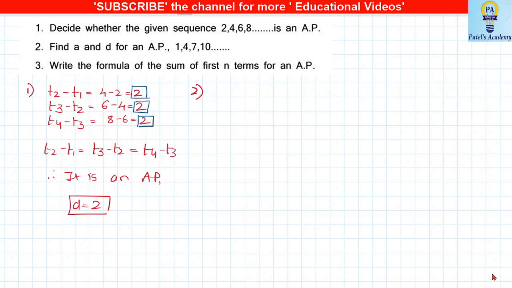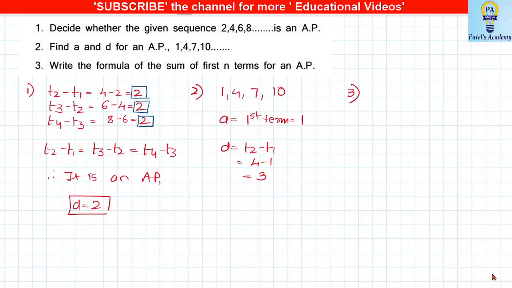The next is they have given the AP 1, 4, 7, 10. You have to find the value of A. So we know A is nothing but the first term. A is always denoted by the first term, so that is 1. And you have to find out D, that is T2 minus T1, 4 minus 1, that is 3. Okay, so we got the value of A as 1 and D as 3.